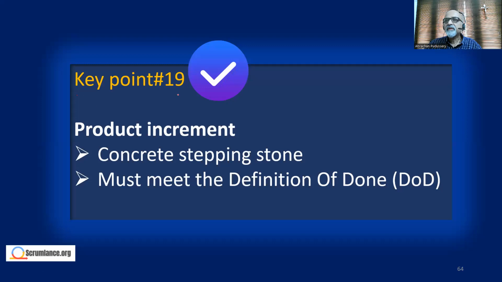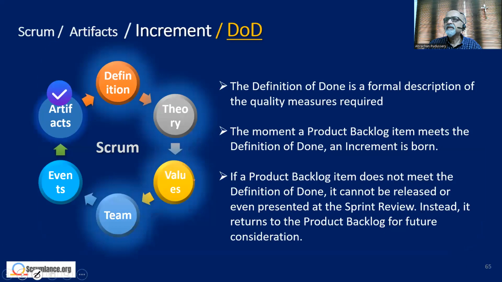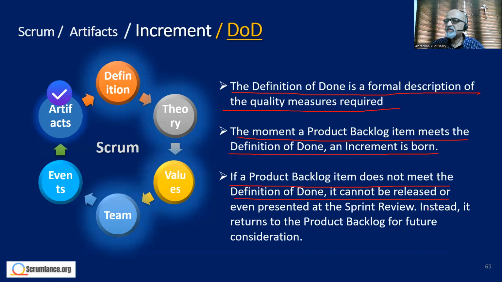The key point 19, the product increment, a concrete stepping stone, must meet the definition of done. Then what is definition of done? The definition of done is a formal description of the quality measures required. The moment the product backlog item meets the definition of done, an increment is born. If a product backlog item does not meet the definition of done, it cannot be released or even presented in the sprint review. Instead, it returns to the product backlog for future consideration.